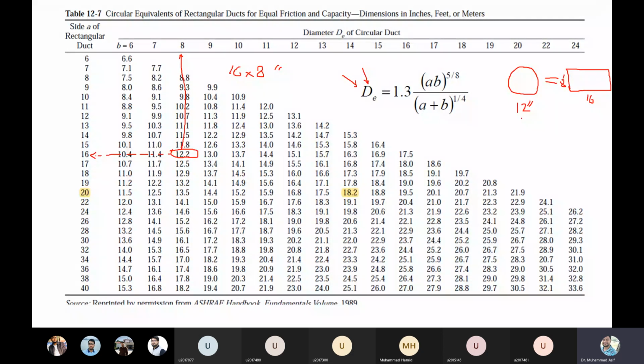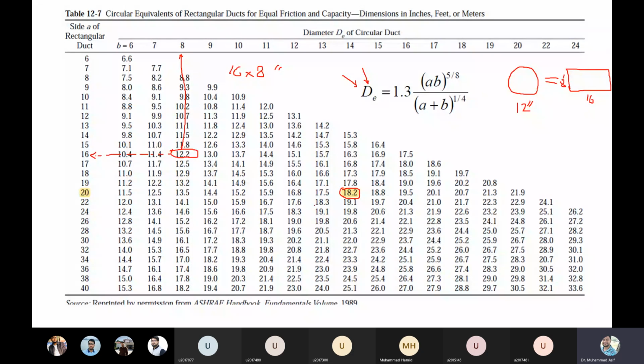Sometimes when you install a duct on the roof, more height is available. Sometimes you install in such a place where the width is available, but height is very short. So for the same diameter, you can have more than one option. Let me give you an example. Let's say this is 18.2, so there will be another option for 18.2 as well.